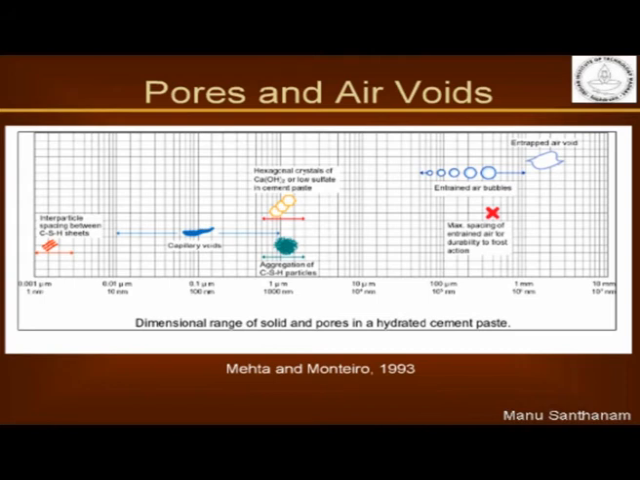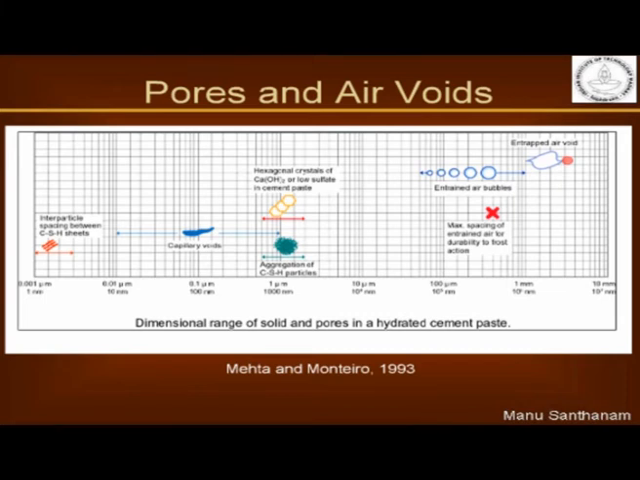inside the concrete. Okay. I will go with the highest order and then go for the smallest pores and voids that are available inside the concrete. At the highest extent, on the right hand side of this image, you have what is called an entrapped air void. Now why do you produce an entrapped air void?